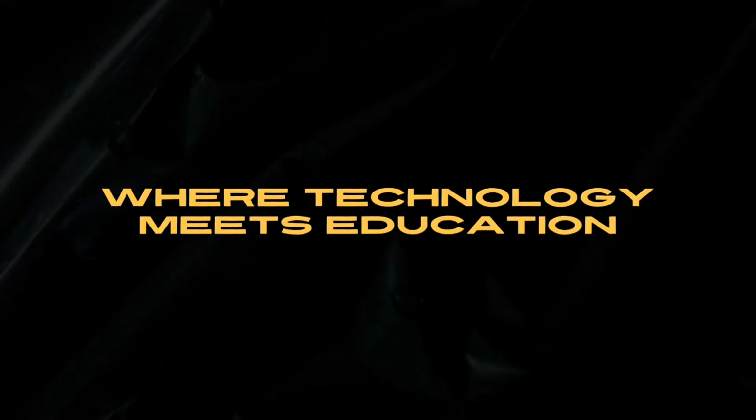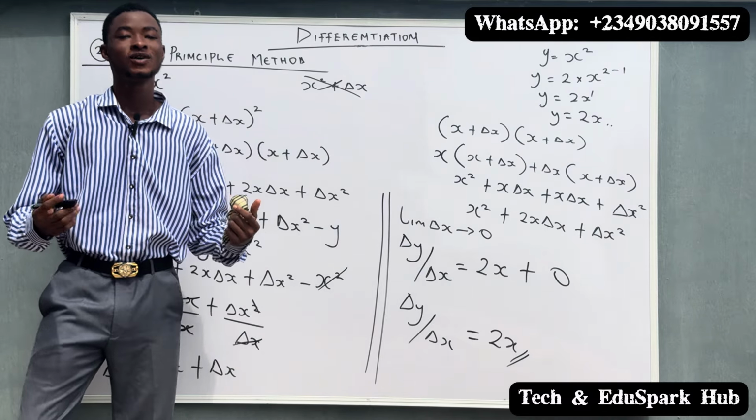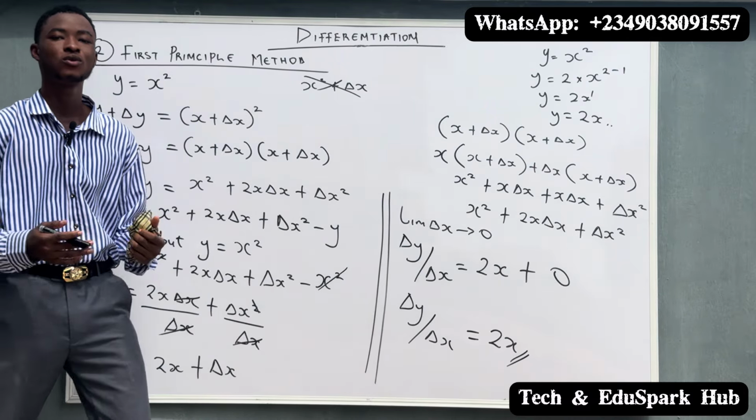And our final answer, which is dy over dx, will be given as 2x. And this is our final answer to questions of this type. You can see when we use the general method, we get 2x. And also when we use the first principle method, we get 2x. So this is how you solve questions of this type using the first principle method. You can see the idea is very simple. You just have to follow the steps.